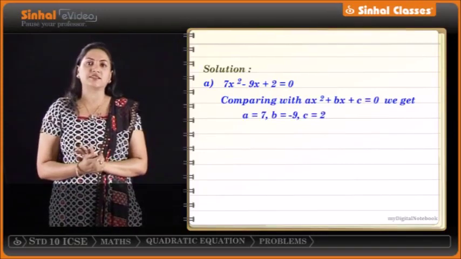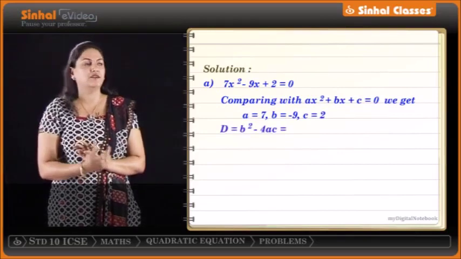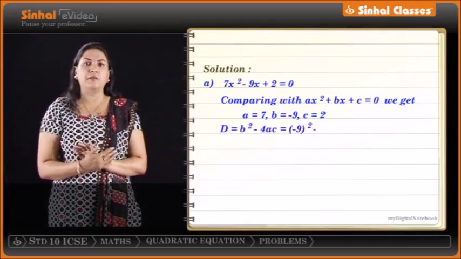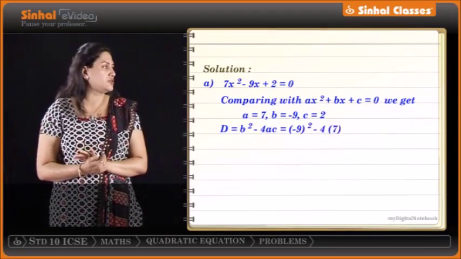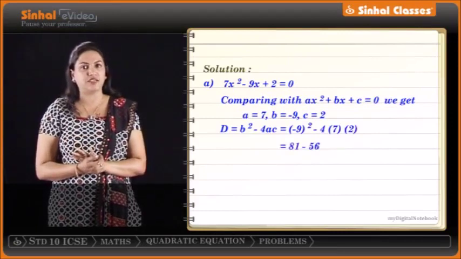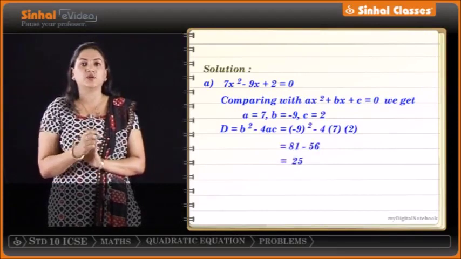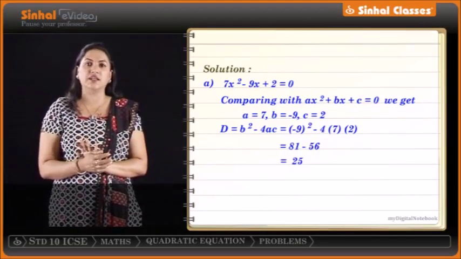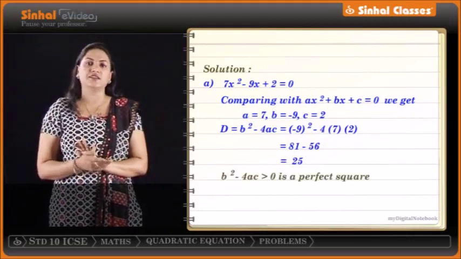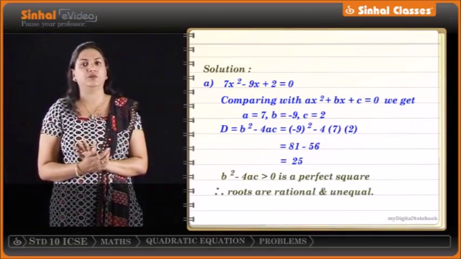We will find the discriminant, that is b square minus 4ac, which is equal to minus 9 the whole square minus 4 into 7 into 2, that is we get 81 minus 56, which is equal to 25. So in this case, the discriminant is a perfect square. So what will the roots be? The roots will be rational and unequal.